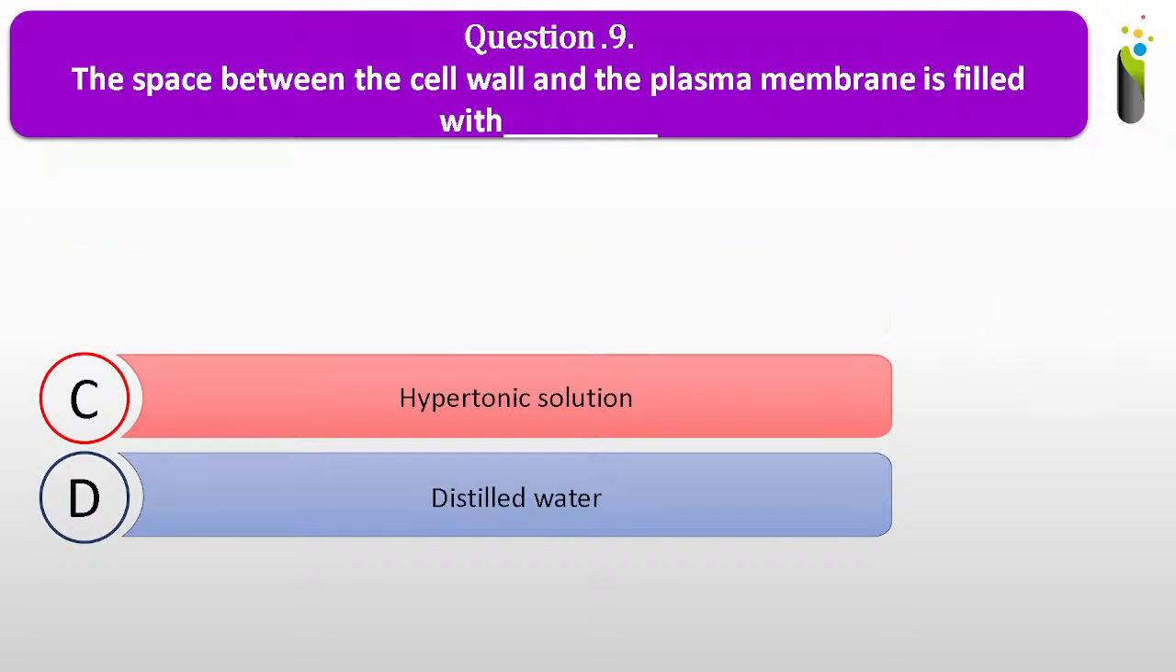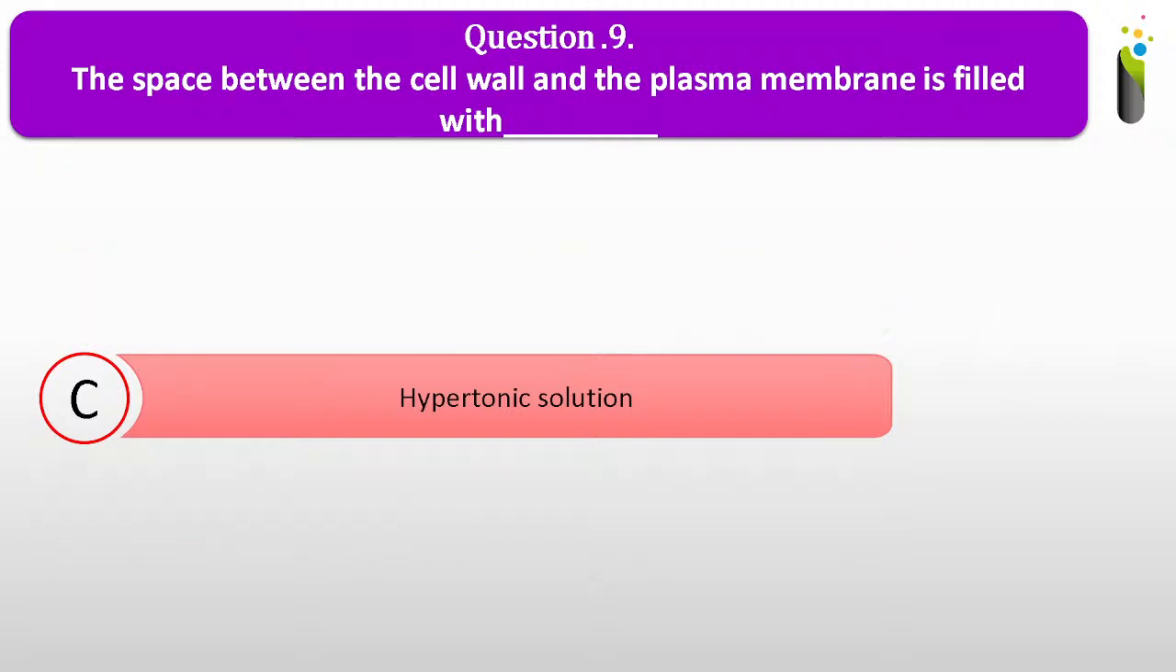And the correct answer for this question is C. It is filled with hypertonic solution. So the space between the cell wall and the plasma membrane is filled with hypertonic solution.